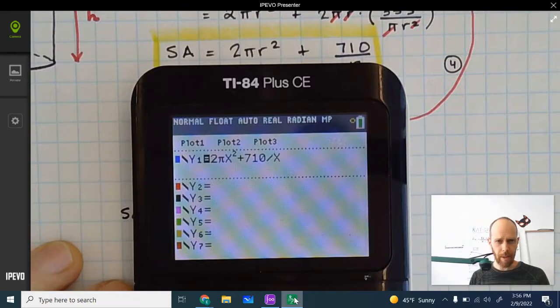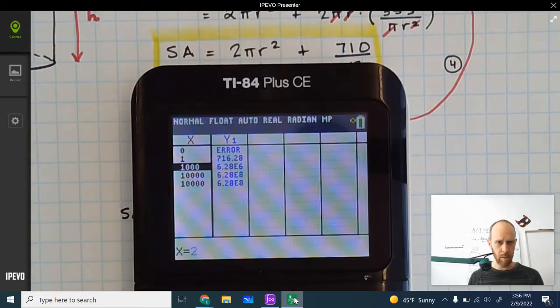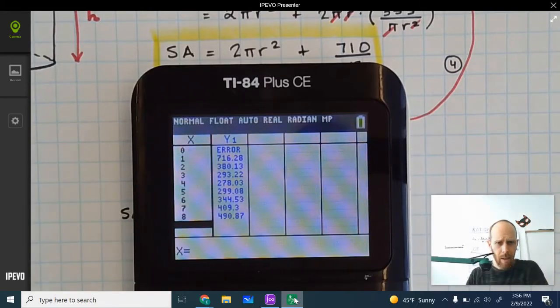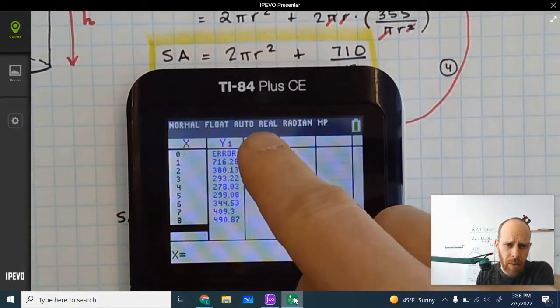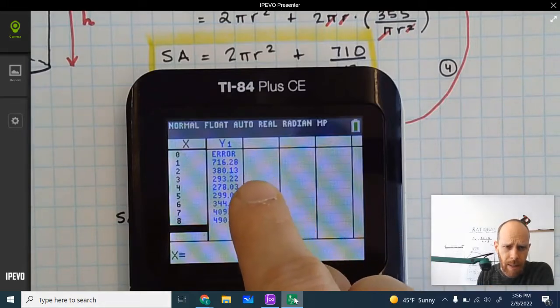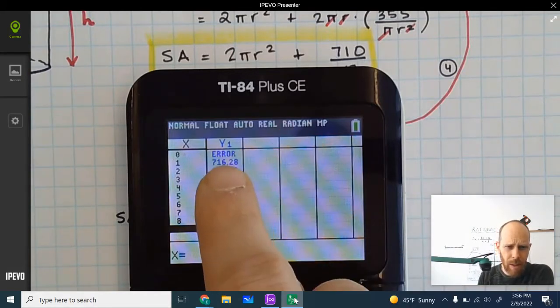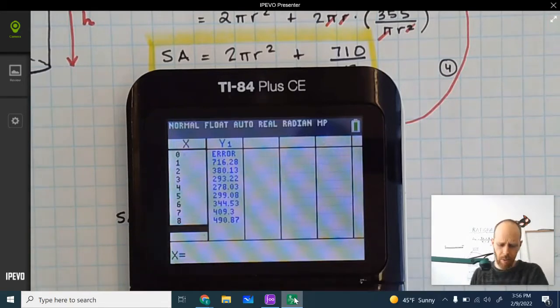And we might go over here to the table and just test a few values. Okay, 0, I get error. That shouldn't be a surprise. 1, I get 716. 2, I get 380. 3, I get that. 4, 5, 6, 7, 8. Okay, so it looks like the surface area, which is y, is dropping. It's hitting a minimum somewhere between 3 and 5. And the y values look like they should probably go up to about 700 or so.